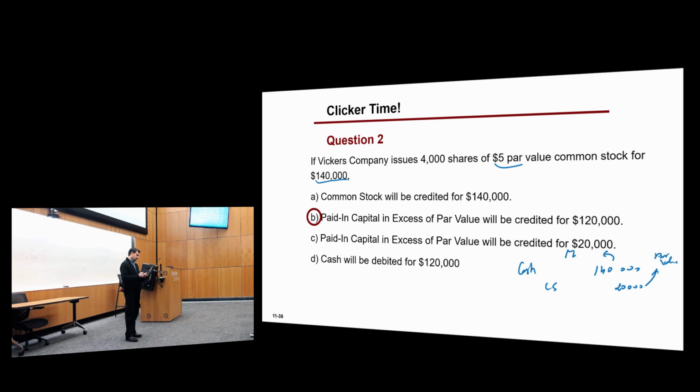This is based on the market. The difference between the two is paid-in capital in excess of par value, that will be 120,000. In this case, you look at the different answers you have. What do we have here? The only one that actually fits this one is B.